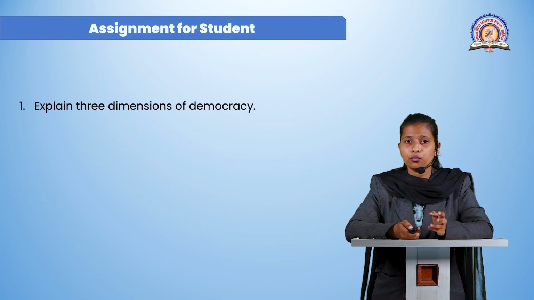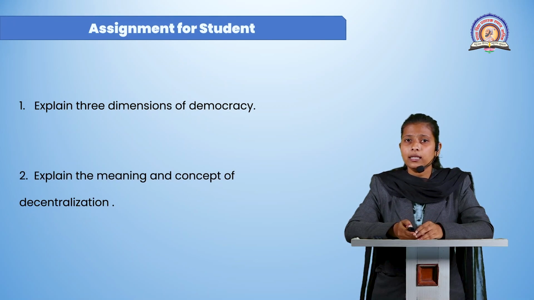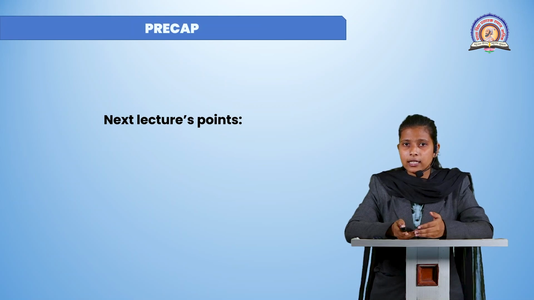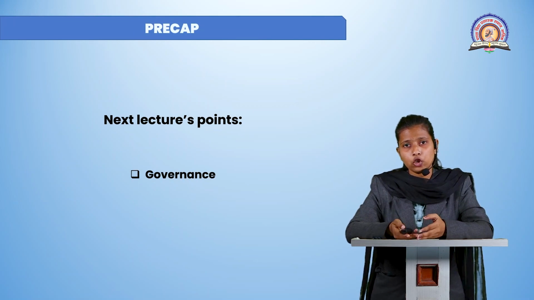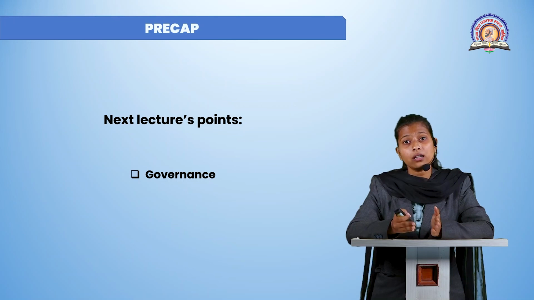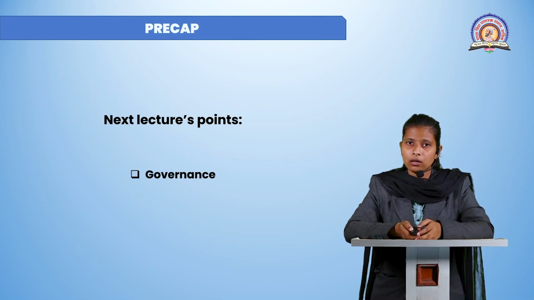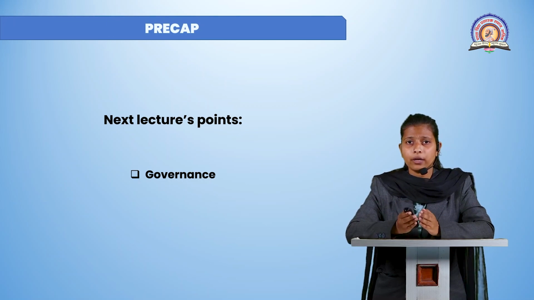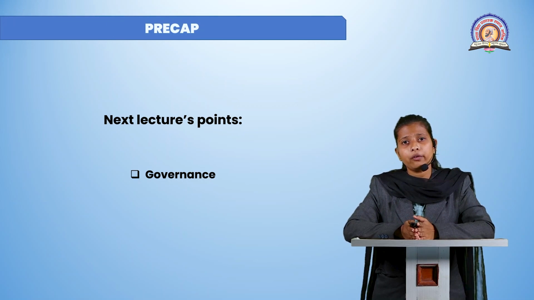Now the assignment for the students is to explain the three dimensions of democracy and to explain the meaning and concept of decentralization. And in the next lecture, we are going to learn about the next topic, that is governance. What is the meaning of governance? Its dimensions, the difference between governance and government. What are the differences between them? So that's all about the dimensions of democracy, the 73rd and 74th Amendments, and decentralization. Thank you.